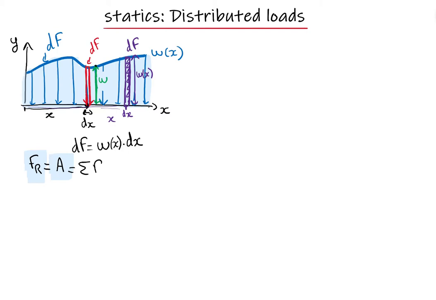When it's something big, we write the sum like this. For example, the sum of the forces. Remember, in the previous sections FR was equal to F1 plus F2 plus F3. Here the forces are very small, so we don't do a sum, we do an integral of all the little dF. So FR is equal to the integral of w(x) dx.